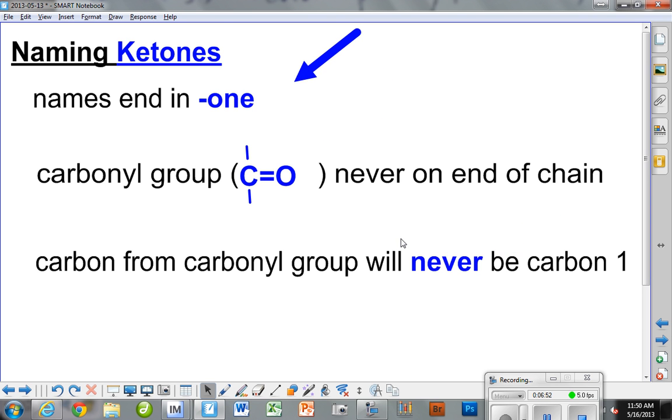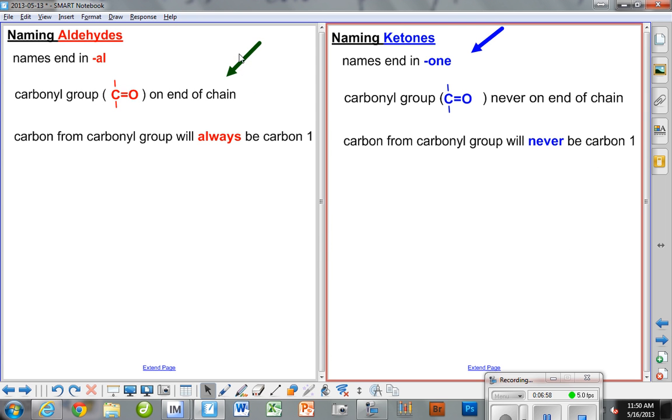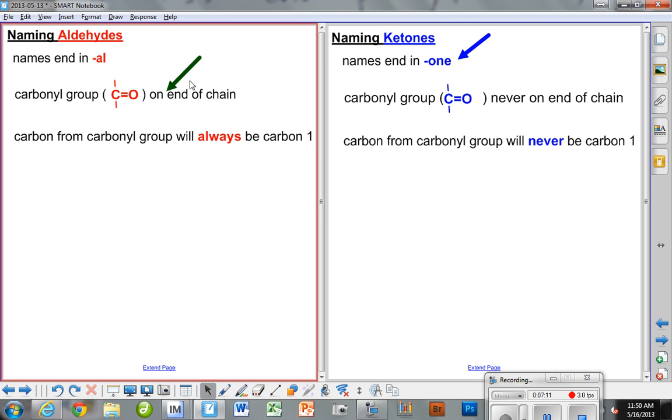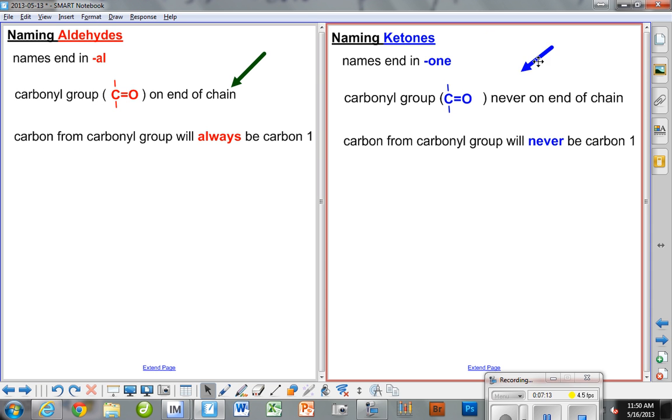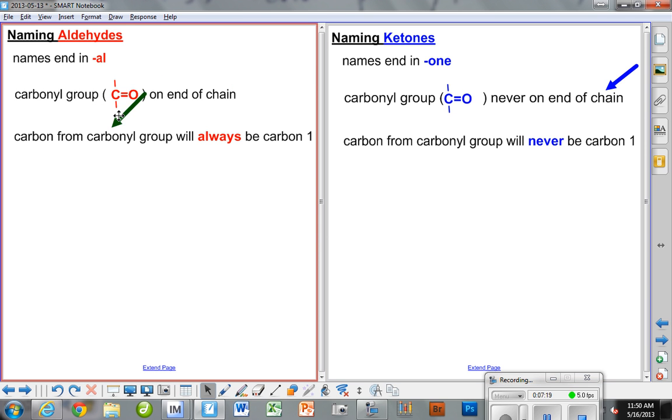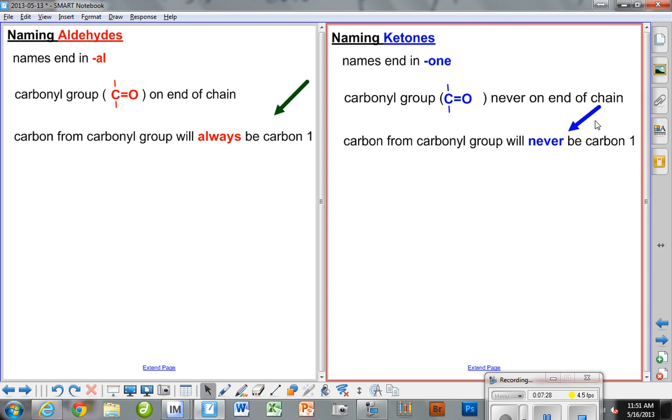And that's our ketones. Now let's look at this side by side. I think it's helpful: where the aldehydes have an -al, the ketones have an -one on their endings. Aldehydes have the carbonyl group on the end of the chain, ketones never on the end of a chain. On aldehydes, the carbon from the carbonyl group is always carbon 1. On the ketones, the carbonyl group will never be on number 1. And from there, we went to seeing some examples.